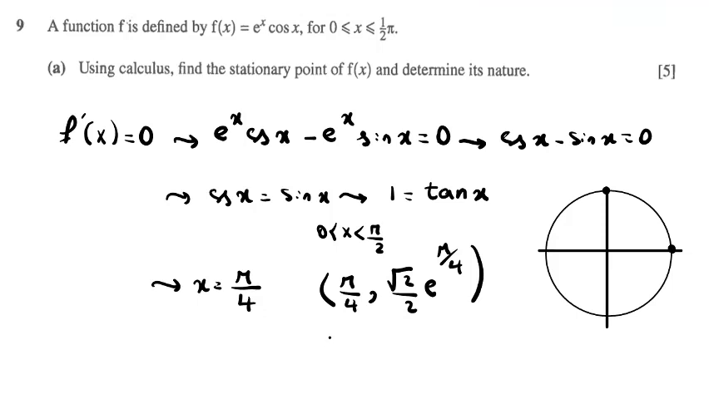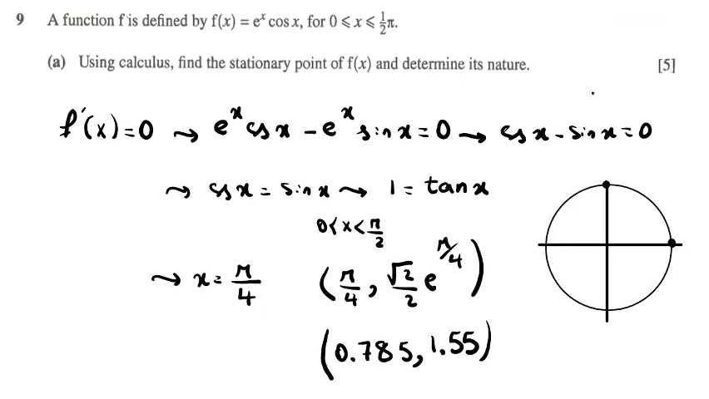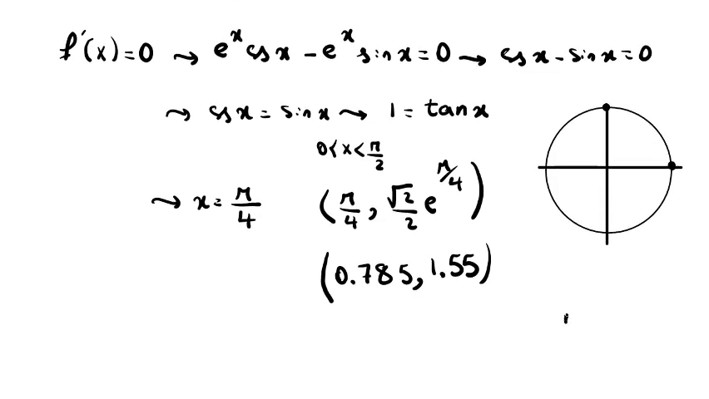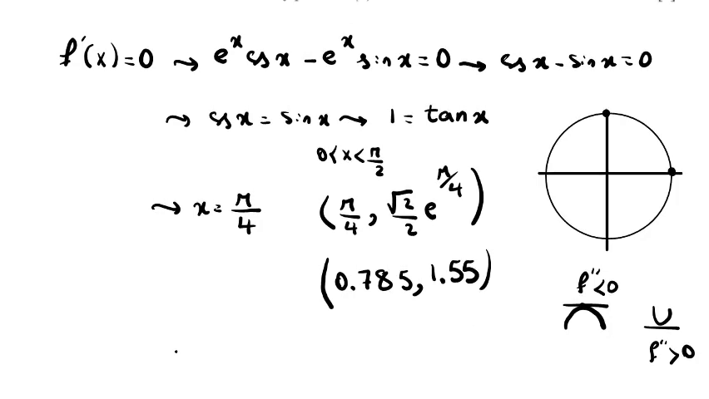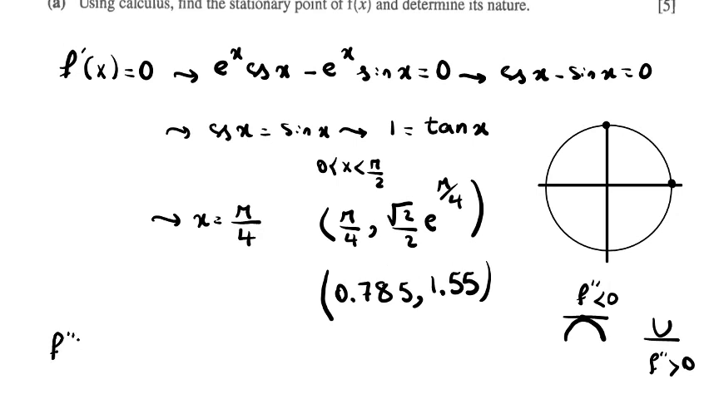Okay, and if we calculate this with the calculator, it will be 0.785, for example, and this one will be 1.55. So the problem says determine its nature, its maximum or minimum. Look, if it is a maximum, d²y/dx² is negative, and if it is a minimum, d²y/dx² is positive.